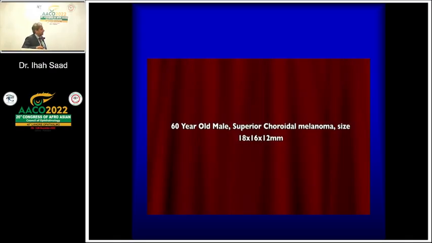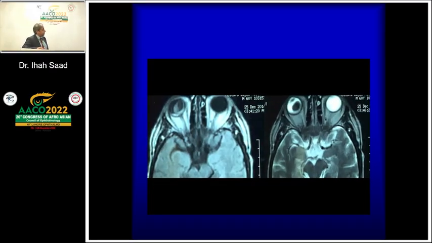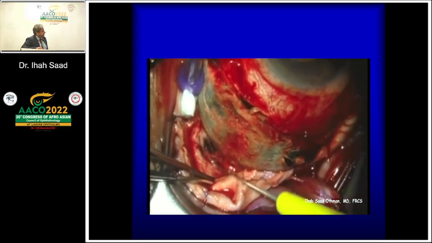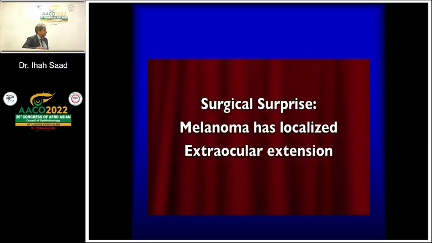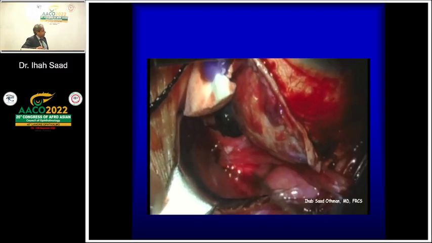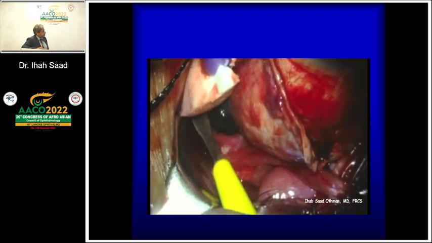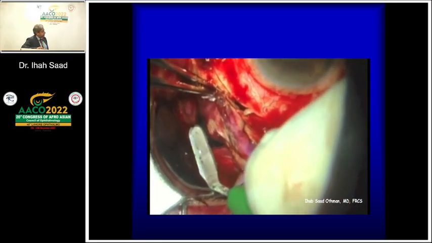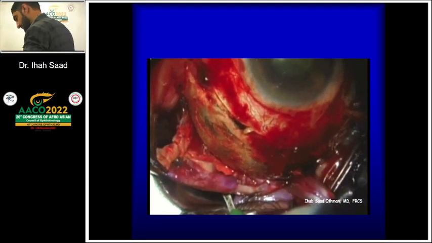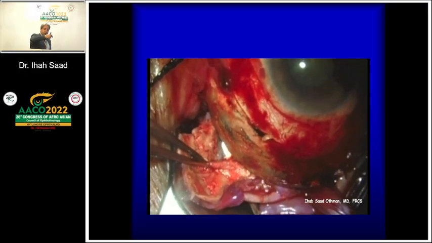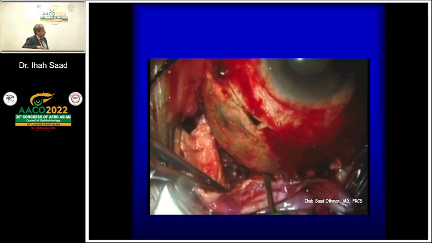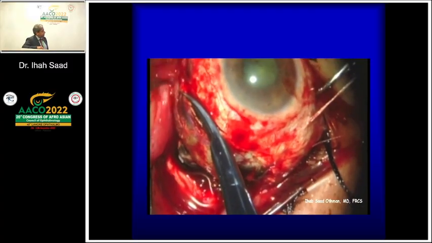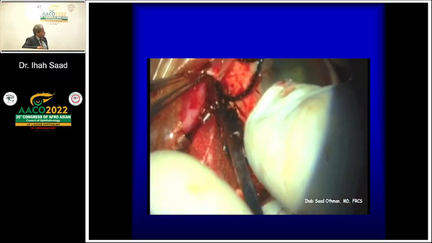This is a case of a 60-year-old male coming with a superior choroidal melanoma. You see the MRI looks good, and while making the scleral flap, we noticed an extrascleral extension. This was quite a surprise that was not detected. This is the flap in position, and this is the extrascleral extension. So the thinking was to do a partial thickness flap and come at the site of extrascleral extension and make a hole in the flap to keep the extraocular extension related to the primary tumor. As you can see, we successfully preserved it within.